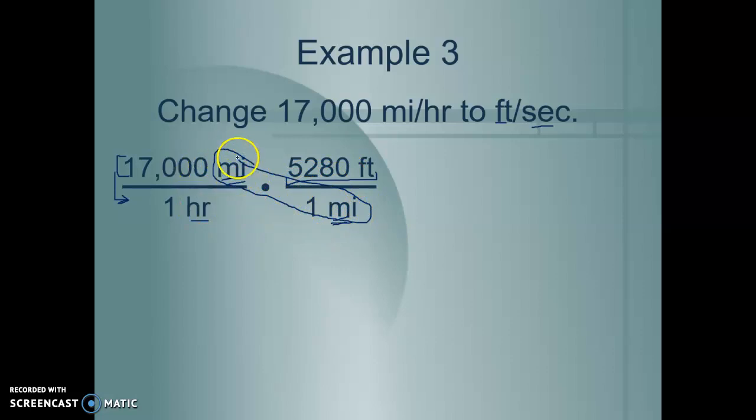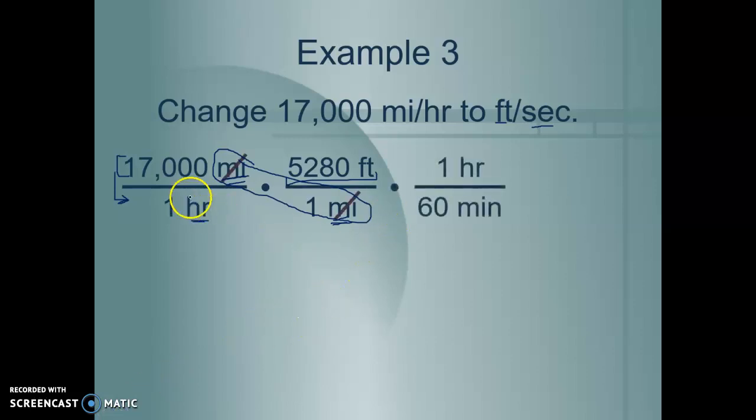If I'm converting, I need it to be on the top in one place and the bottom in the other place. So that will change my miles into feet. But I also need to change my hours into seconds. I don't know how many seconds are in an hour, but I do know how many minutes are in an hour, and then I know how many seconds are in a minute, so I'm going to use 2 unit multipliers.